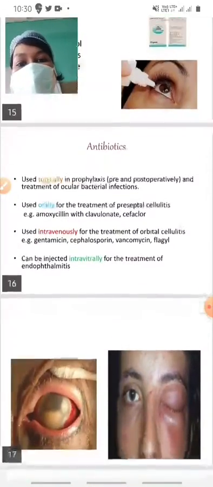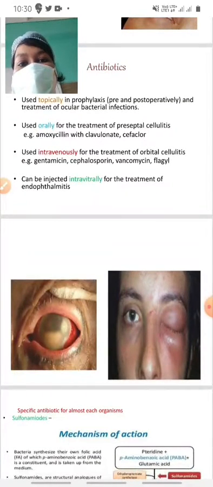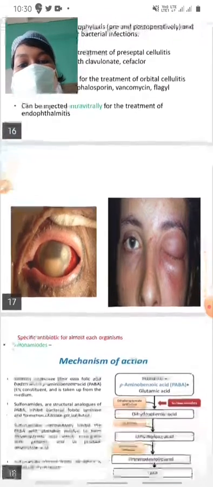So coming to the antibiotics, they are used topically both pre and post operatively for bacterial infections, and we can also use them orally for the treatment of various diseases like preseptal cellulitis, for example amoxicillin and clavulanate, and given intravenously for the treatment of orbital cellulitis, and we can also give them intravitreally for the treatment of endophthalmitis.